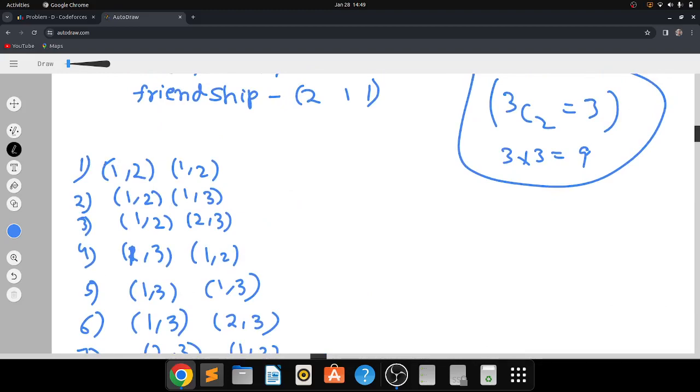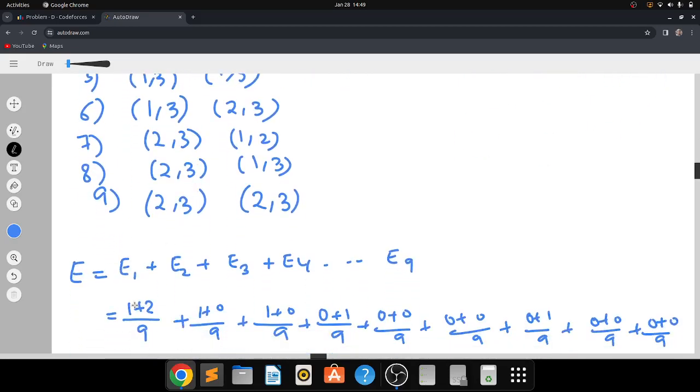This has friendship value 1, 2, right? And as it is selected for the first excursion, its value will increase by 1. So for the second excursion its value will be increased to 2, right? So 1 plus 2 will be the value of E1, and the total number of ways is 9. So the value of E1 is (1 plus 2) by 9.